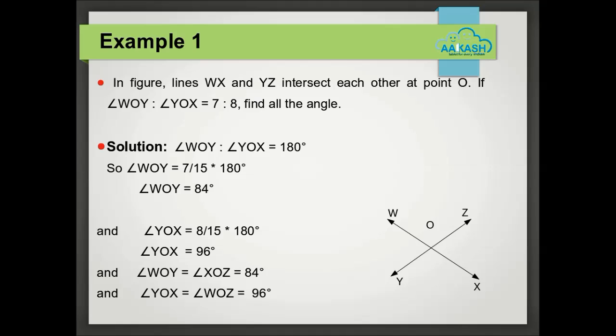So, angle WOY is equal to 7 by 15 into 180 degrees. That comes to angle WOY equal to 84 degrees. And angle YOX is equal to 8 by 15 into 180 degrees, that is, angle YOX is equal to 96 degrees. Therefore, angle WOY is equal to angle XOZ is equal to 84 degrees, and angle YOX is equal to angle WOZ is equal to 96 degrees.